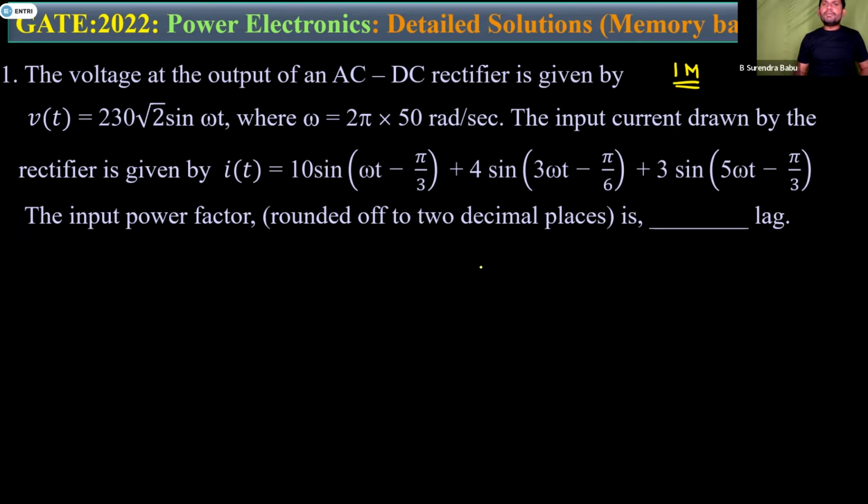Now this question is selected from rectifiers. That is the performance parameters of a rectifier. Once you have the fundamental knowledge of the performance parameters of rectifiers, we can easily solve this question. What is asked, friends? The input power factor is asked. Then what is the formula? You know from the concept of performance parameters, what is the input power factor? Please concentrate.